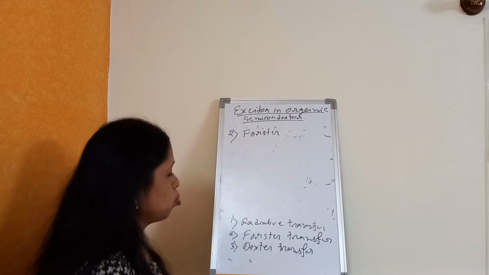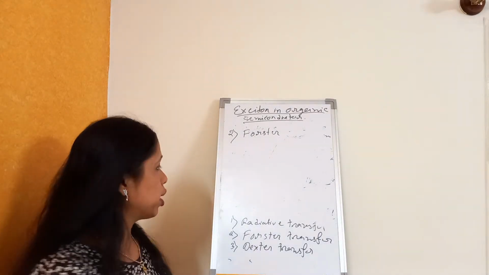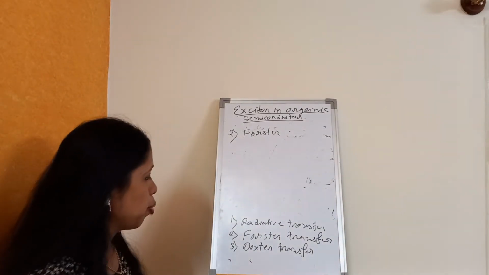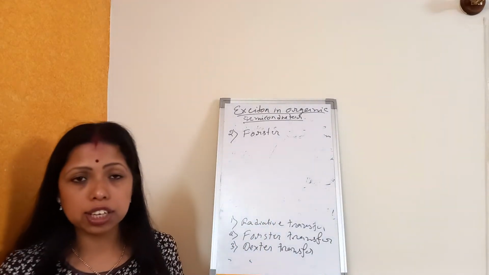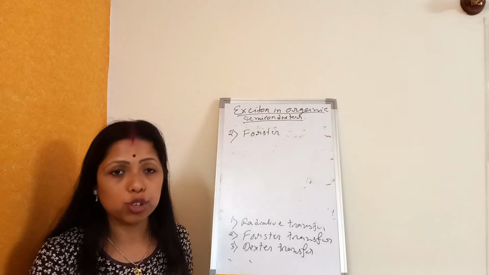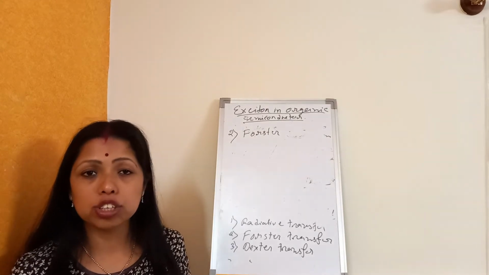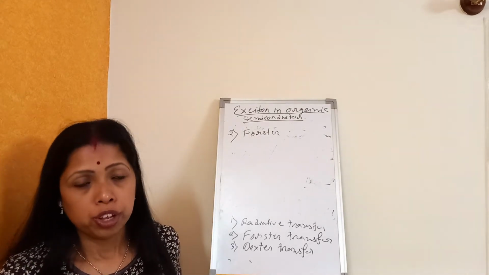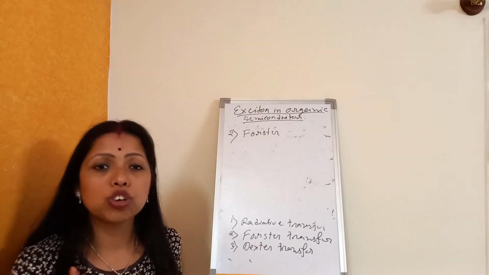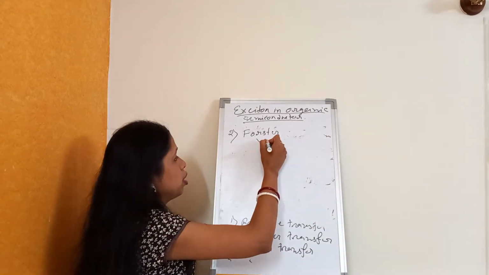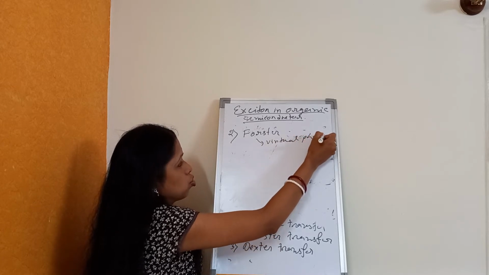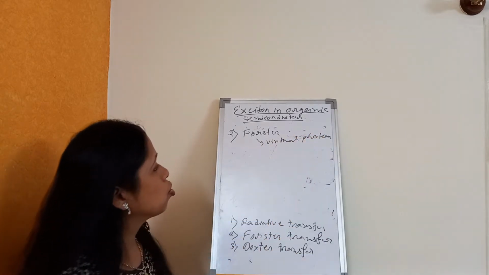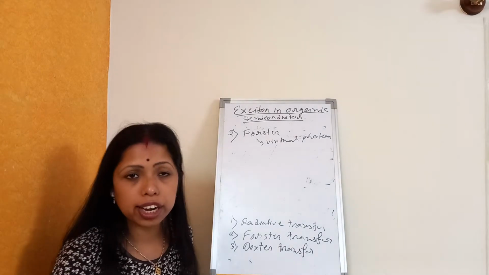Okay, in case of the Förster transfer process, what will happen? This Förster transfer is not related with the real photon. It is mainly related with the virtual photon. How will the virtual photon be created?